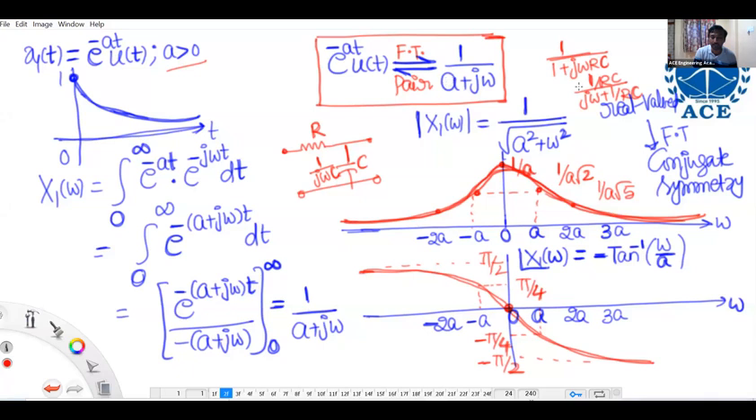What is the meaning of a? 1 by RC. So in a practical case, how to adjust the RC component such that within the low frequency we will get peak energy level? What we proved yesterday under Parseval's theorem: maximum energy or power must be there in which region, sir? Low frequency region. If you want to obey that condition, what RC components do we have to take?